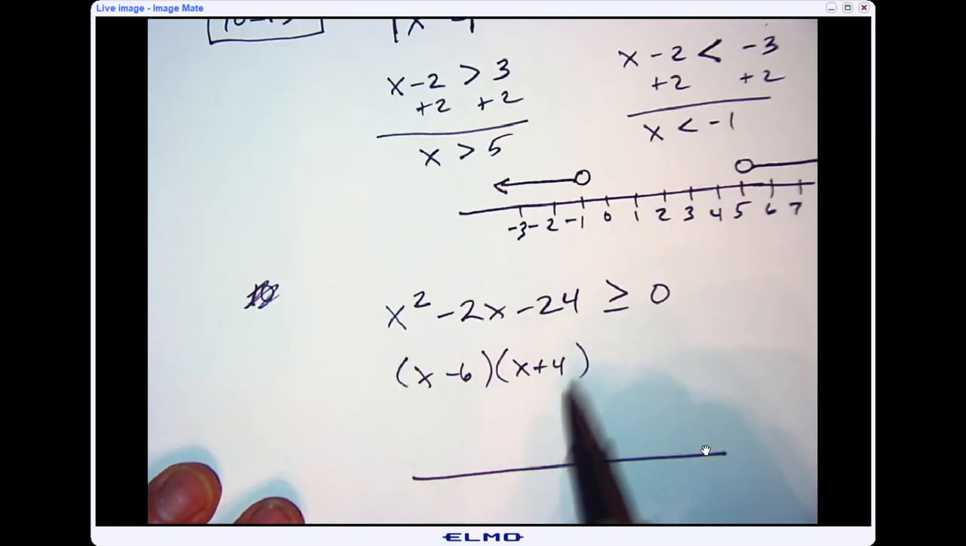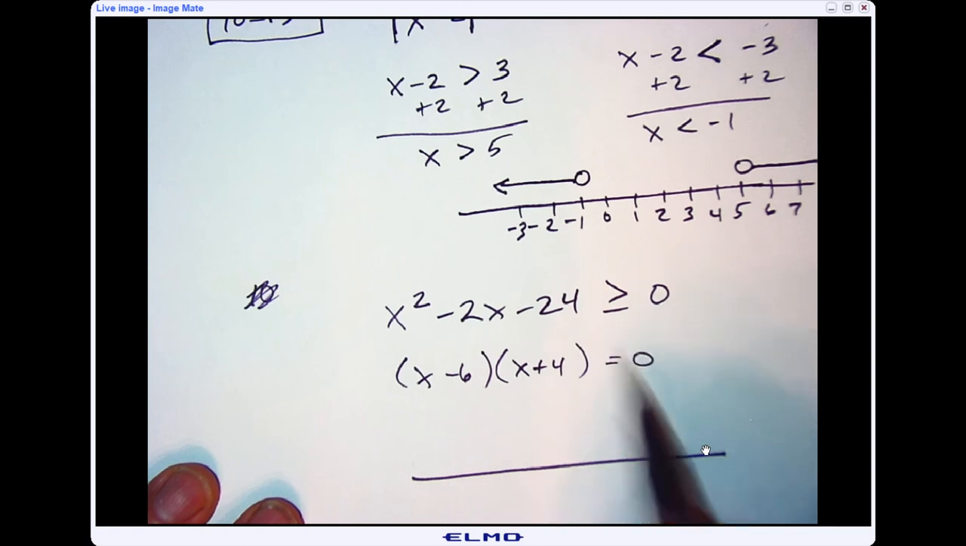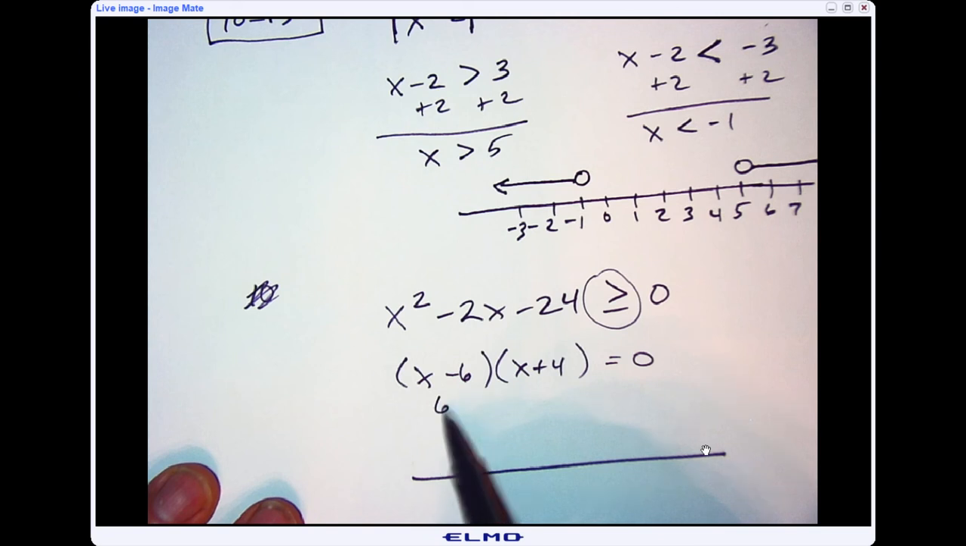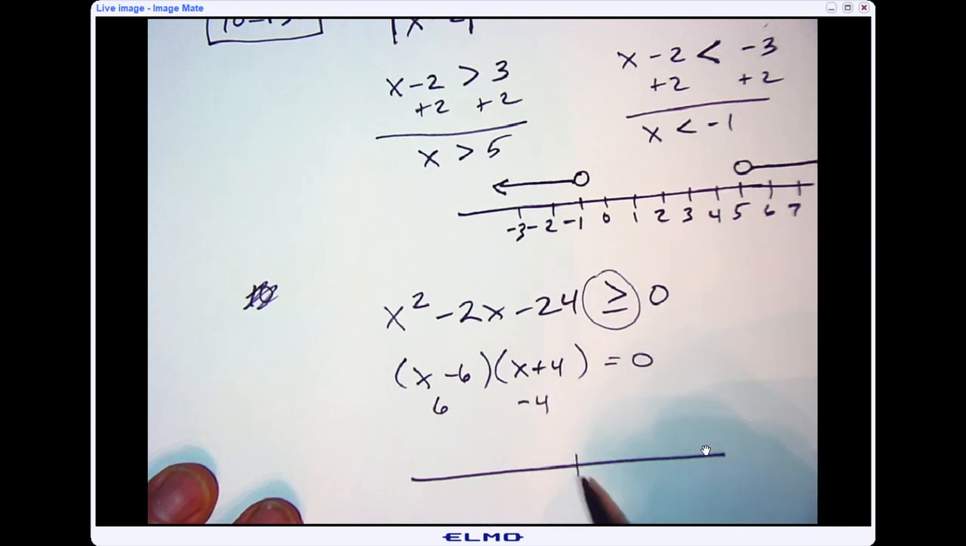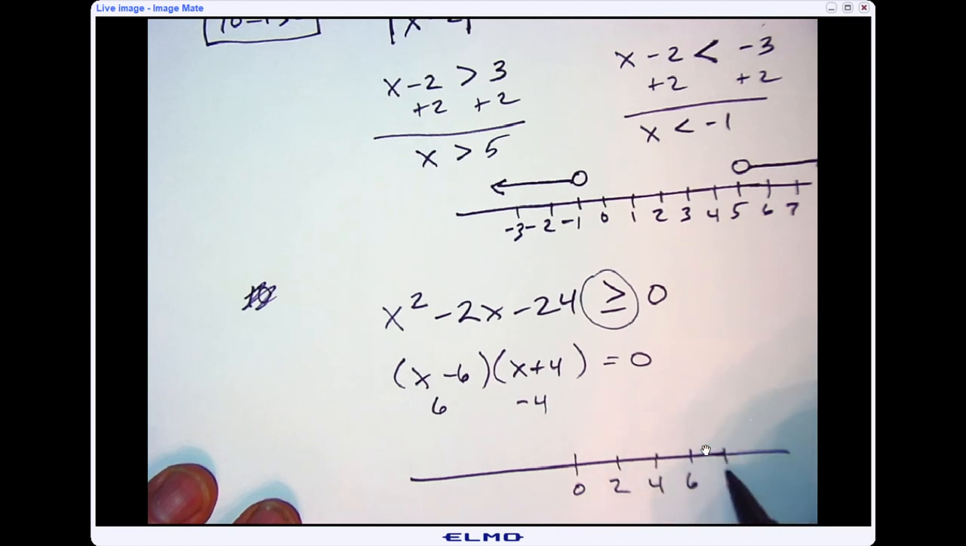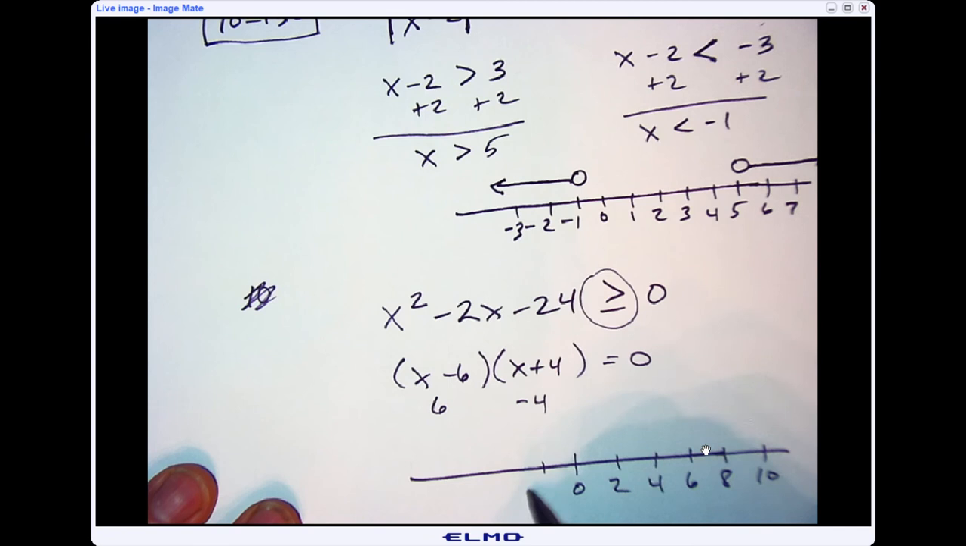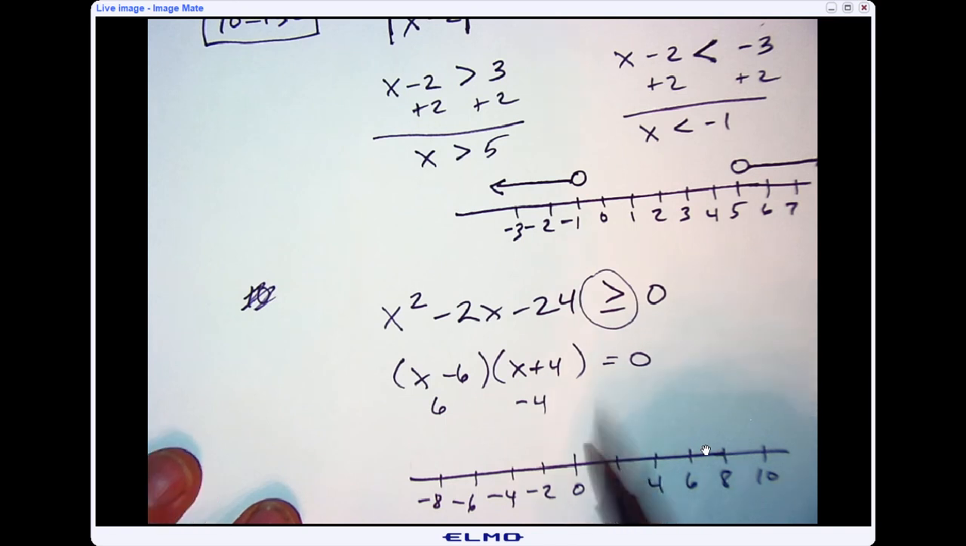When I'm solving this, if I solve without the inequality for a second, the answers would be 6 and negative 4. So those would be my boundary points. I'm just going to count by 2's for time's sake here. Now I would have a boundary point that's a solid dot on negative 4. I'd have another one at positive 6.